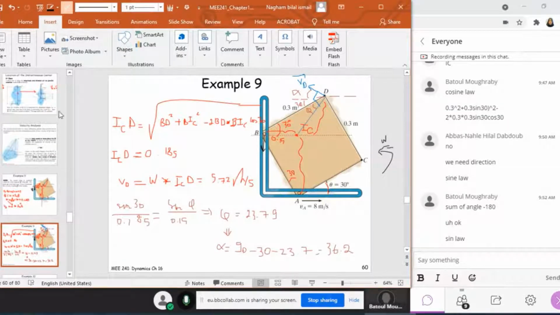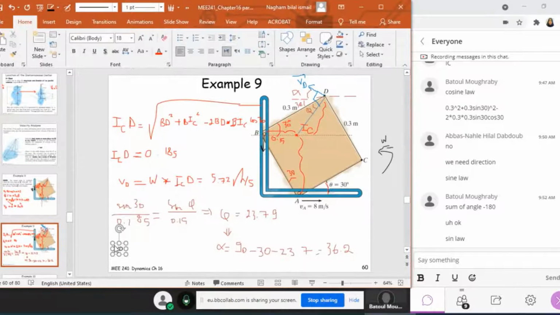So what I can say is that VD in vector form will be equal to minus 5.72 cosine 36.2 I plus 5.72 sine 36.2 J. Right? So now your answer is considered correct.